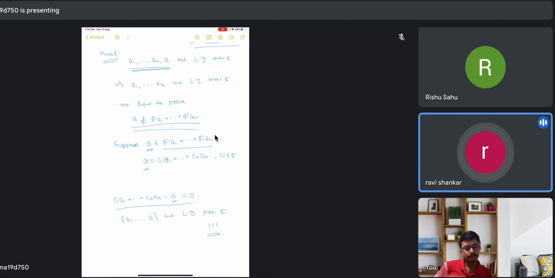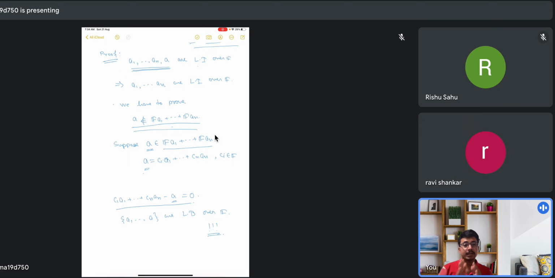Sir, A can be outside of A1 to An. Yes, A must be outside of this sum. So we have to prove this one is outside of this one. We are trying to prove it by the contrapositive way. Means suppose A belongs to this set, then what will happen? If A belongs to this set, we get this collection is linearly dependent, which is a contradiction. So A must be outside of these sets.